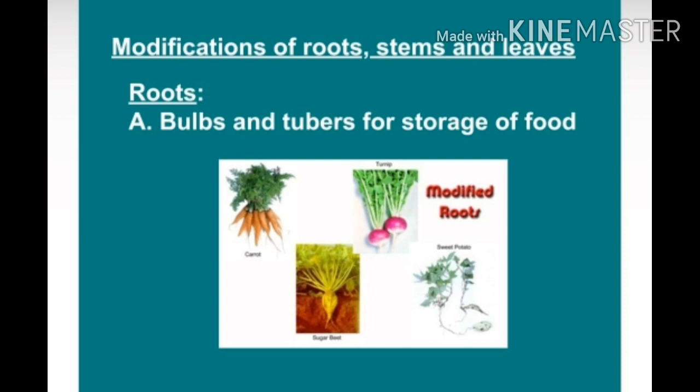Bulbs and tubers. Roots of some plants become bulbs and tubers, meaning they are swollen to store food. For example, radish, carrot, sweet potato and beetroot. In these plants, the roots are swollen for the storage of food.